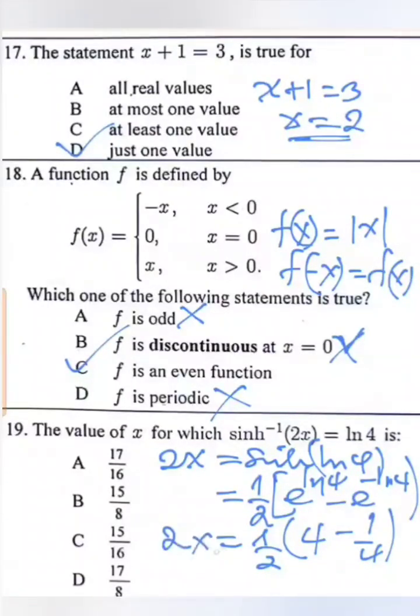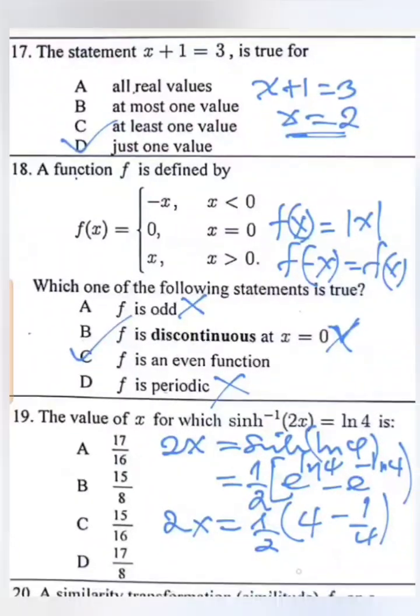So 2x is equal to all that, cross multiplying. We have that 4x equals 4 times 4 is 16 minus 1. We have 15 all over 4 on the right hand side, so that x should be 15 over 4 divided by 4, which gives 15 all over 16, and that corresponds to option C.